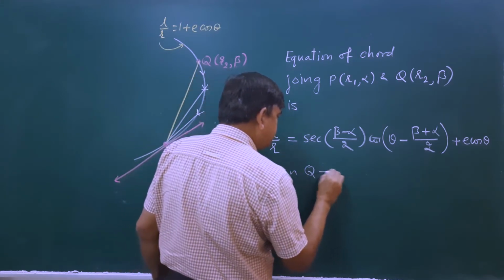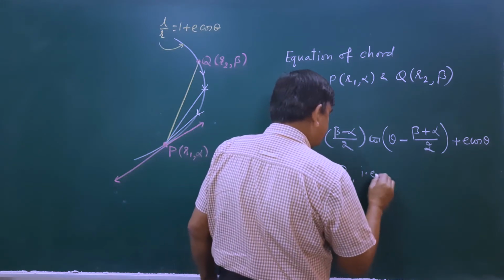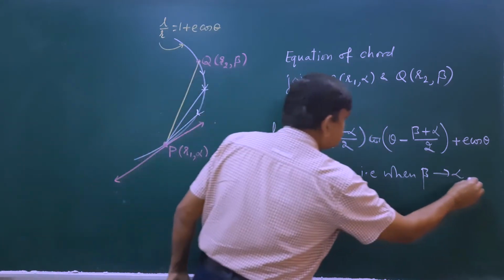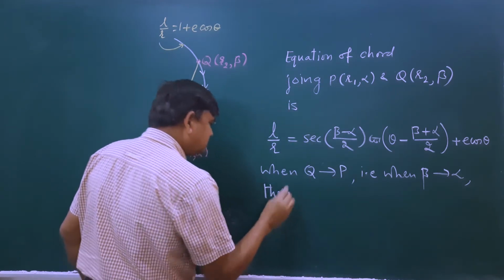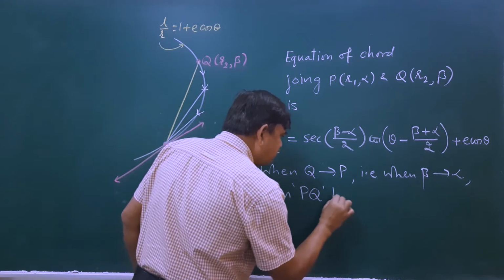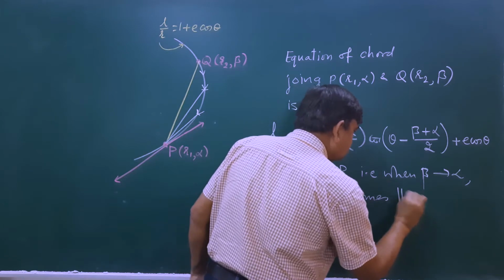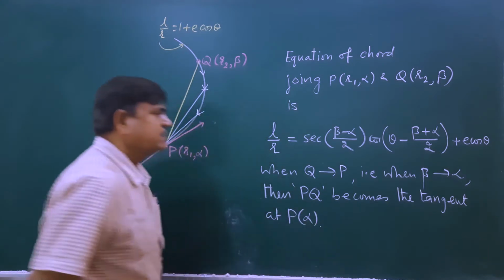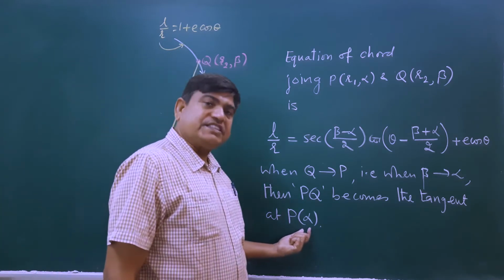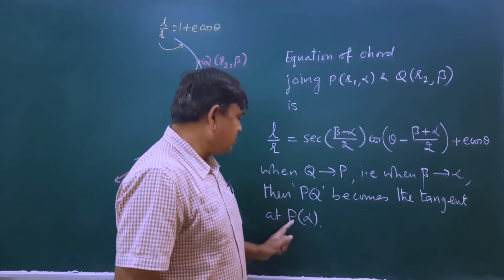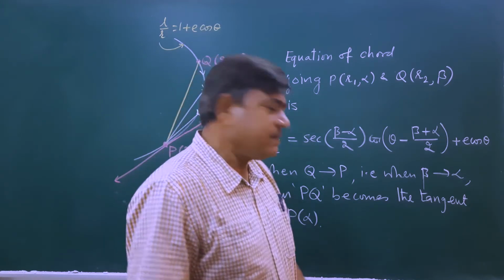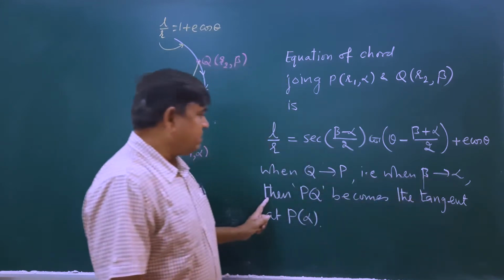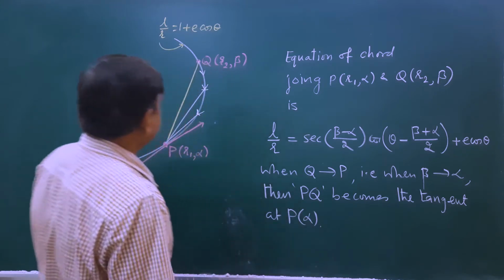When Q tends to P, that means when beta tends to alpha, then PQ becomes the tangent at P. Sometimes we write the point like this, P alpha. Alpha means the vectorial angle of the point P. We are not mentioning the radius vector here. This is the vectorial angle. So, when beta tends to alpha, PQ becomes the tangent at P. Look at the figure.